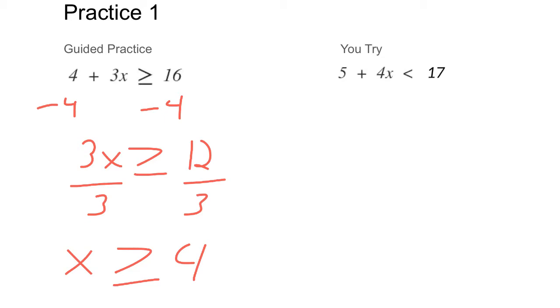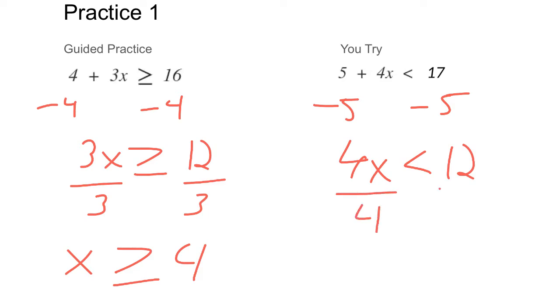Okay, let's see how we solve the one on the right. We would subtract 5 from both sides. That leaves us with 4x is less than 12. I divide by 4. And it leaves us with x is less than 3. Again, we don't flip because there was no dividing or multiplying by a negative.